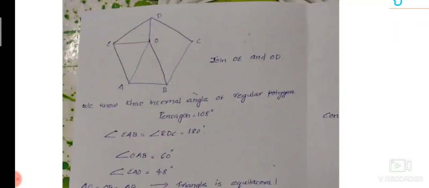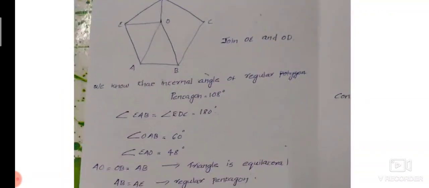So you know that the internal angle of a regular pentagon is 108 degrees. You may consider angle EAB and EDC. These are angles of a pentagon, right? So that's 108, not 180. Similarly, when you consider the angle OAB, you get it as 60 because it's already given in the question that triangle OAB is an equilateral triangle. So once you have these two angles, 108 and 60, you can easily find angle EAO, which is 108 minus 60, which is 48.